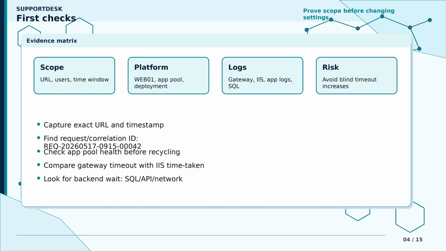For this walkthrough, the affected URL is /portal/reports/permonth-end, the incident time is around 9:15, the application pool is SupportDeskPortalAppPool, and the IIS server is WEB01. From here, we follow the trail into the logs. In a real support incident, we normally do not start with a request ID already known. We usually start with a user report, a monitoring alert, or a browser error. In this example, the user reports that the month-end dashboard is returning a 504 gateway timeout at around 9:15.